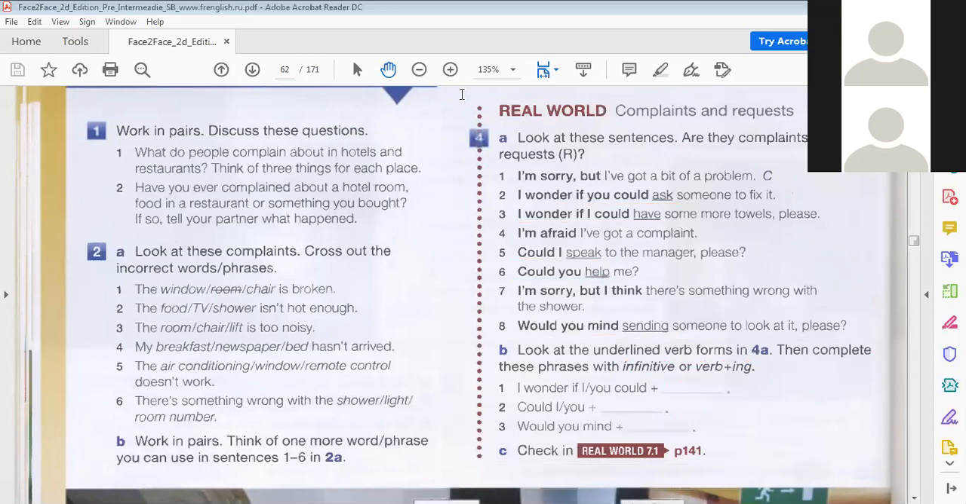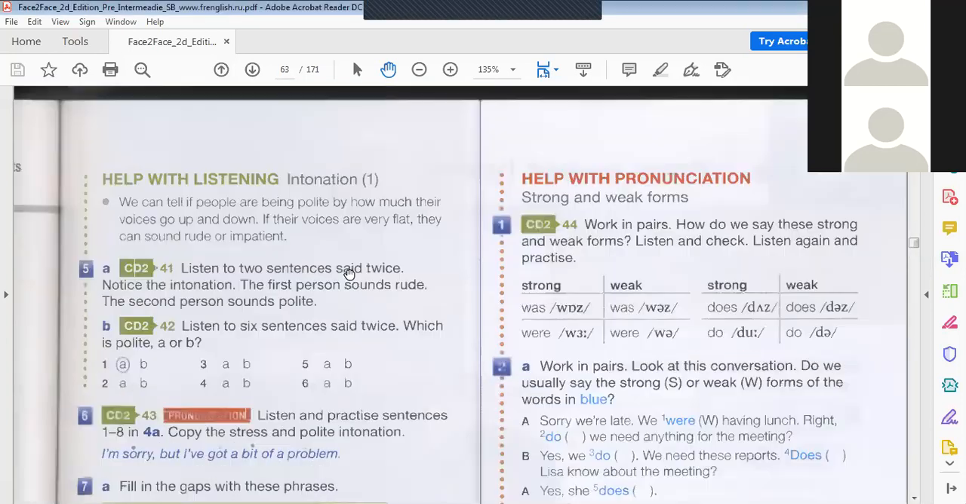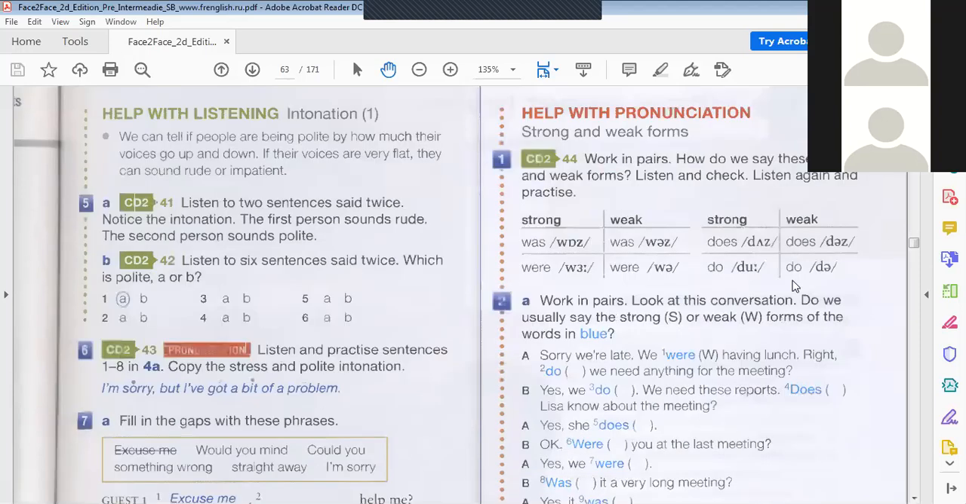All right, now let's take a look at our next exercise, number five. So we want to talk a little bit about intonation, okay? So you can see here the note, it says, we can tell if people are being polite by how much their voices go up and down. If their voices are very flat, they can sound rude or impatient.